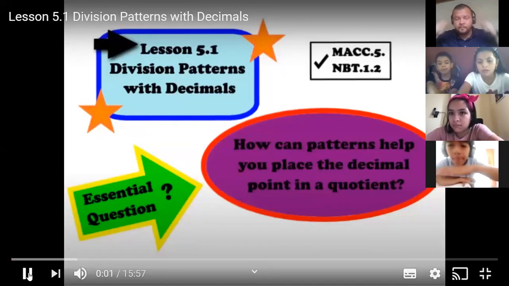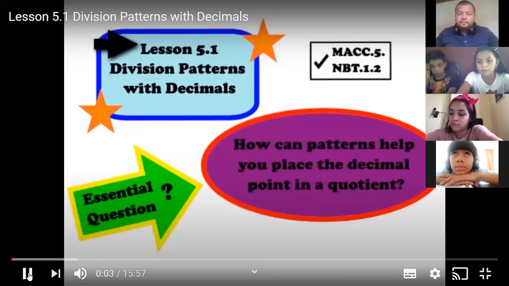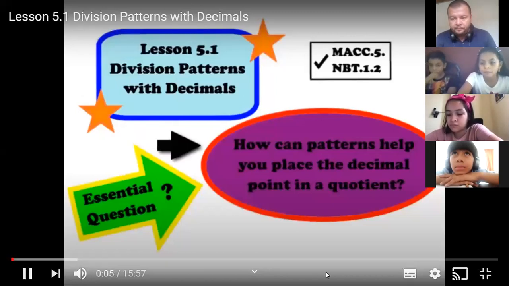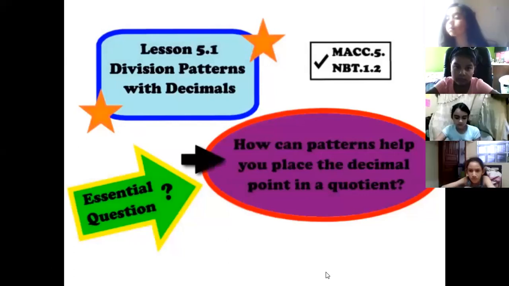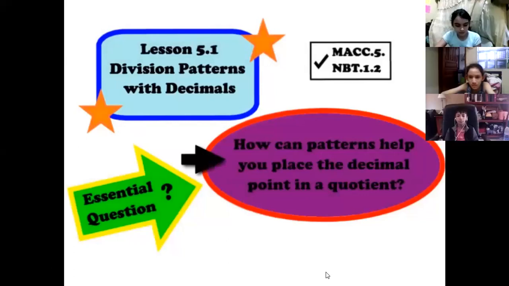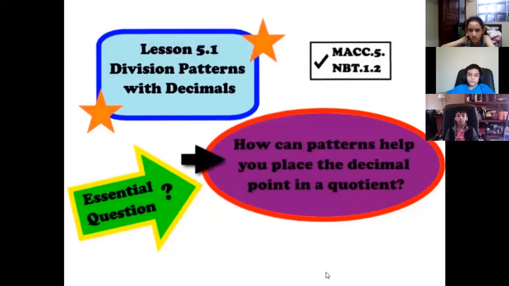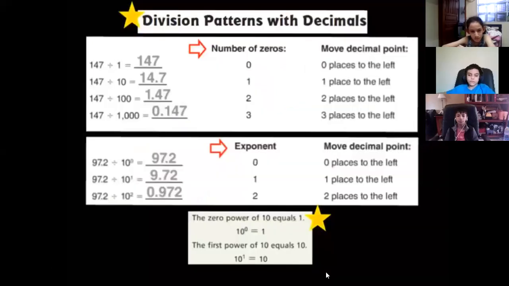Hi fifth graders, welcome to lesson 5.1, division patterns with decimals. The essential question for this lesson is, how can patterns help you place a decimal point in a quotient? Now, go ahead and open up in your Go Math workbooks to lesson 5.1, down on page 101, and let's get started. Now, before we begin solving problems in this lesson, I want to talk to you guys about some of the division patterns with decimals that we're going to encounter.